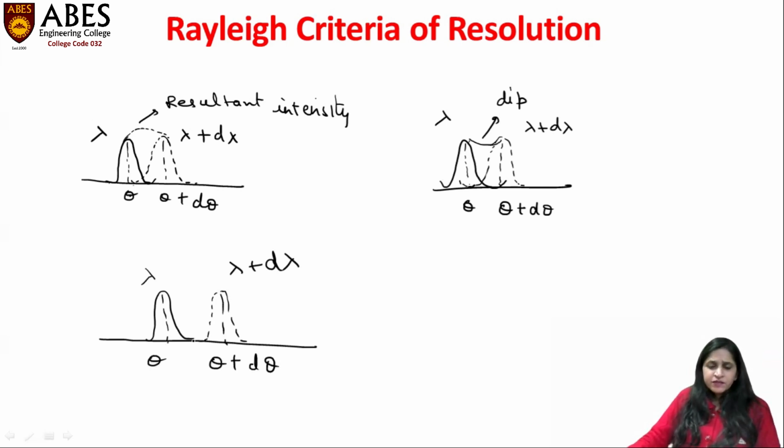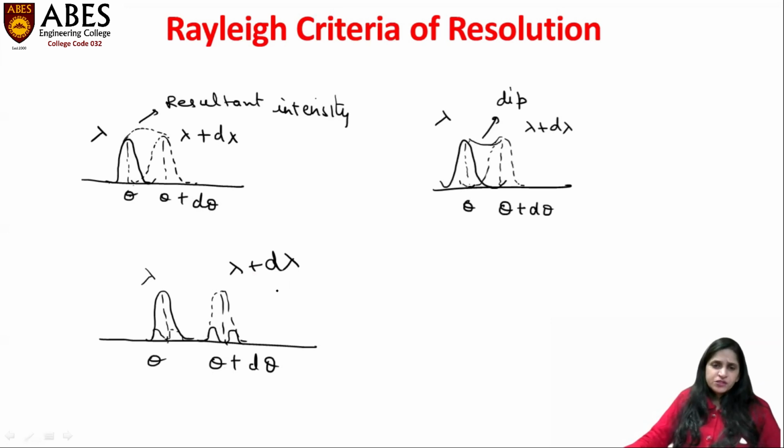Then they will be able to resolve the spectral lines. So this will be the condition of the two. And this third diagram shows that they are totally resolved now. The condition of total resolution is showing over here. So this is the Rayleigh criteria of resolution, and it also shows the intensity equation.